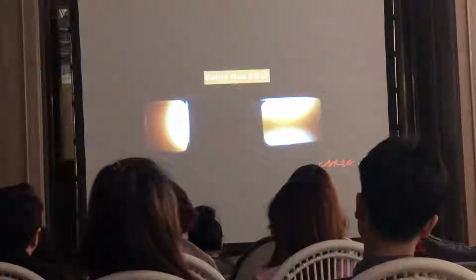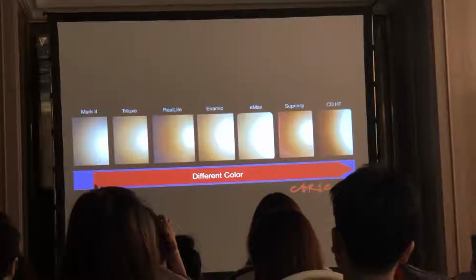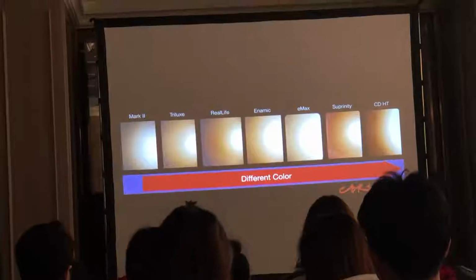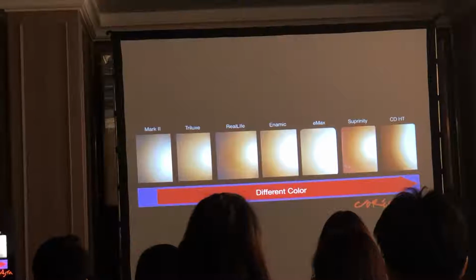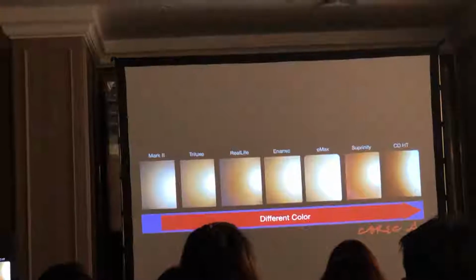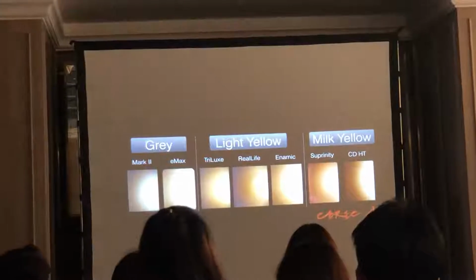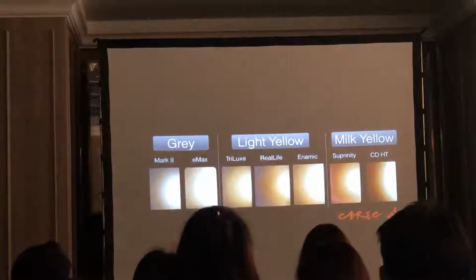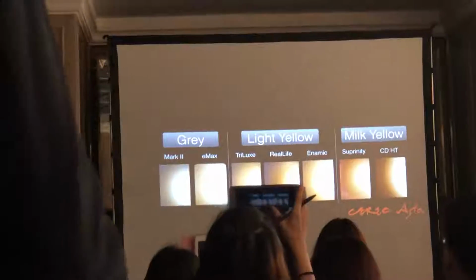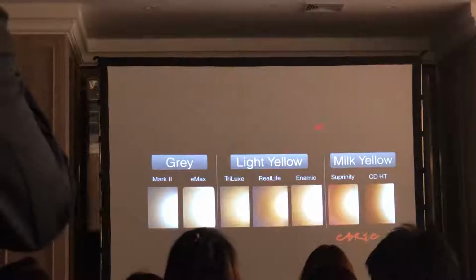So we can put it together, and how to choose. This is the translucency when the light transmission projects on the material. I know it's very difficult, so how about this? I change a little bit. Can you see that? The color changes. We can align by color, not by shade tab. This is gray, this is light yellow, this is milk yellow.